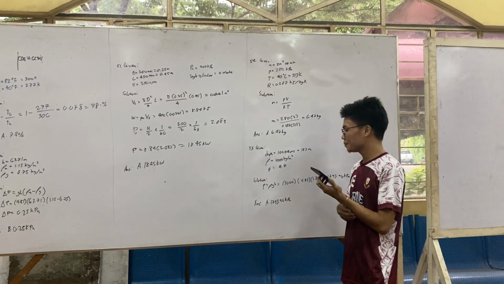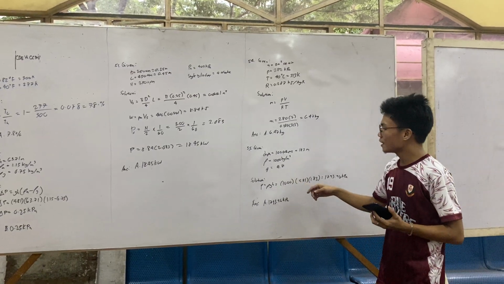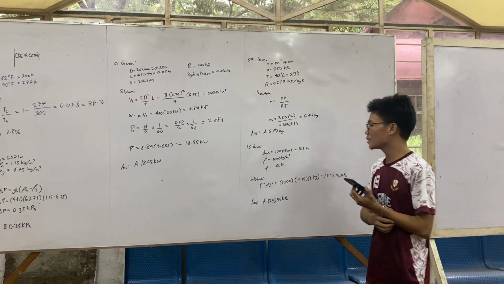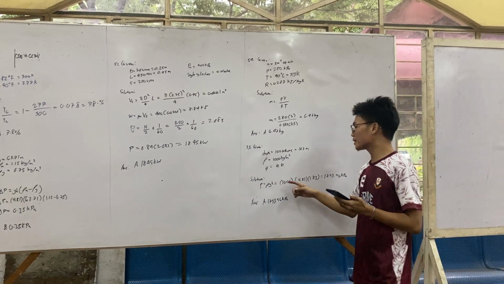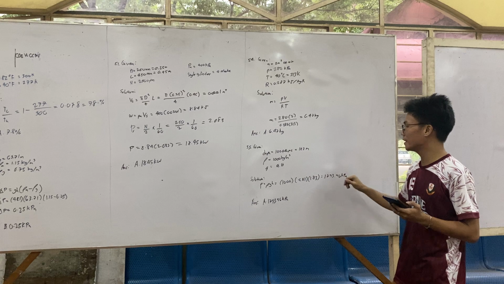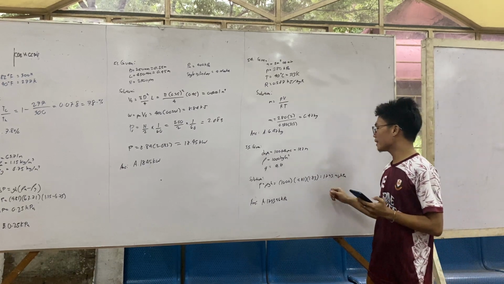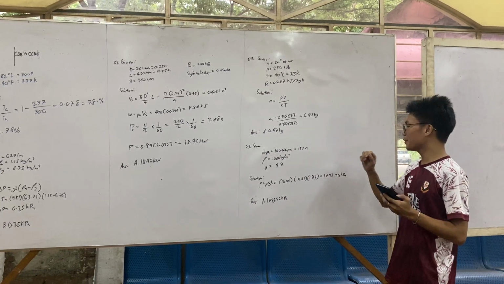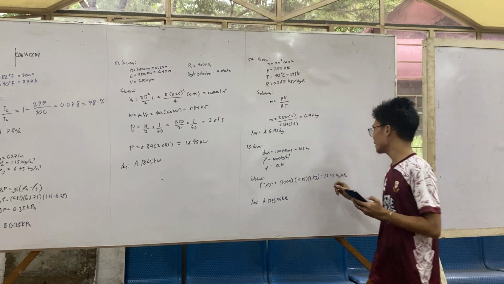So the solution: the formula will be P equals rho g h. So 1,000 times 9.81 times 183, we get the answer of 1,793.96 kPa, which is letter A.